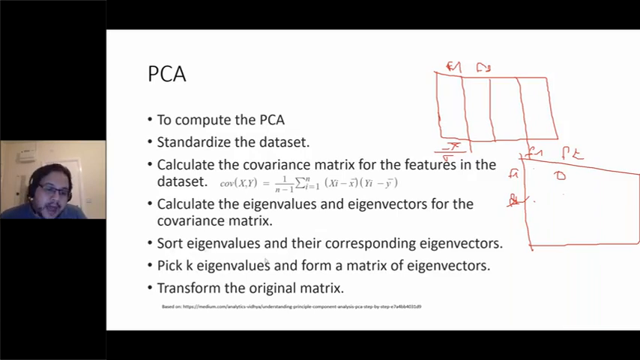And then we sort the eigenvalues and their corresponding eigenvectors. So we get for each eigenvector an eigenvalue, a value, and we sort all the vectors by their eigenvalue. The vector that contains the most information is the one with the highest eigenvalue. And we pick the best K, the highest eigenvalues, to form a matrix of eigenvectors. And we transform the original data set by matrix multiplication with the eigenvectors matrix.